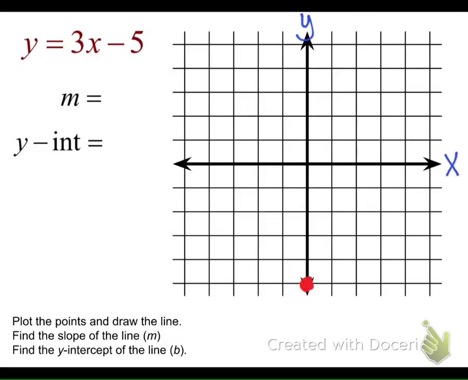My next ordered pair is 1, negative 2. So I start at the origin, I go to the right 1, and then I go down 2 for my negative. And then my next ordered pair is 2, comma 1. So I start at my origin, I go to the right 2, and then I go up 1. And my last ordered pair is going to be 3, comma 4.